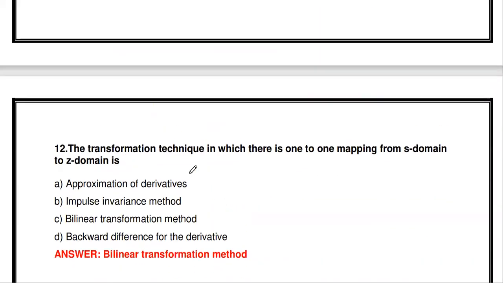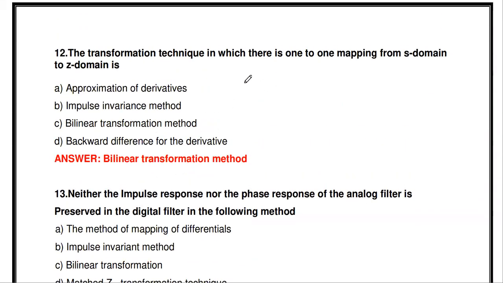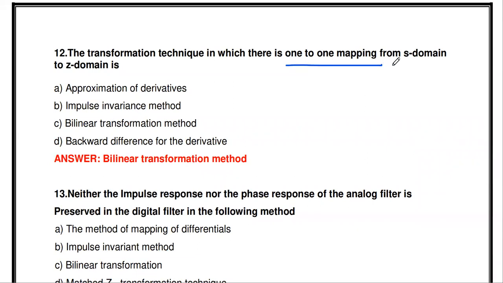The next question: the transformation technique in which there is one-to-one mapping from S domain to Z domain is dash. We studied different transformations: approximation of derivative, the backward difference method, impulse invariant method, bilinear transformation, and so on. In which one is there one-to-one mapping from S domain to Z domain? One-to-one mapping means one pole in the S domain is converted into a particular pole in the Z domain. The one-to-one mapping happens in the bilinear transformation method.